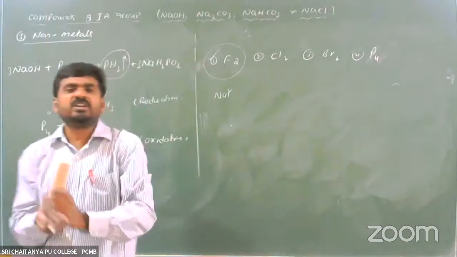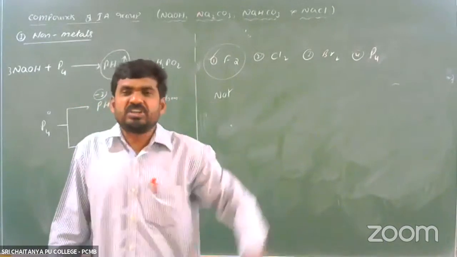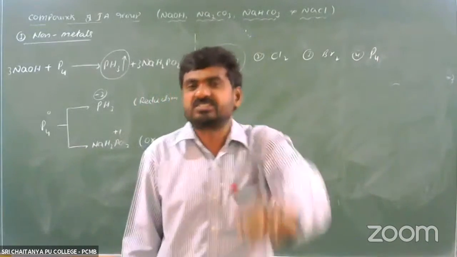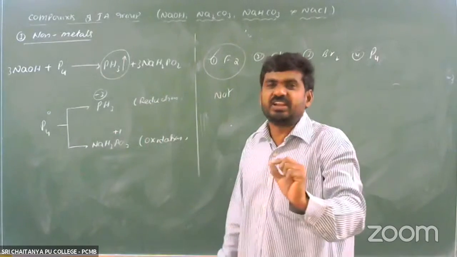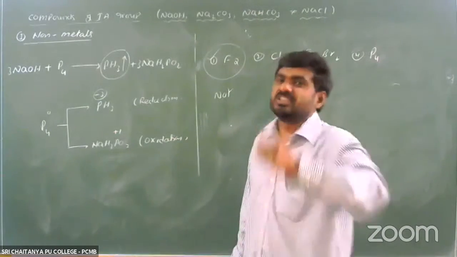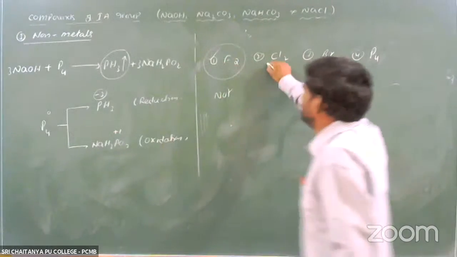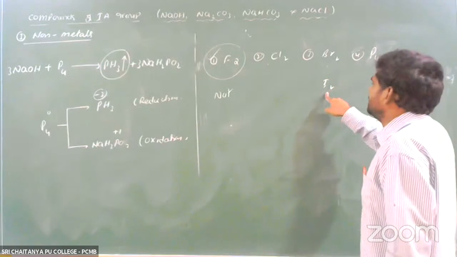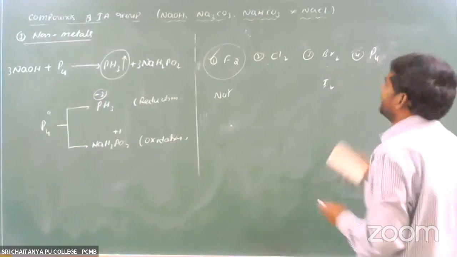So why fluorine? Fluorine does not undergo disproportionation. To undergo disproportionation, any element must exhibit a minimum of how many oxidation states? 3 oxidation states. But for fluorine, only 2 states are possible: 0 in the molecular state, and in compounds or in ionic state only -1 is possible. Hence, fluorine does not undergo disproportionation. But chlorine, bromine, iodine and phosphorus undergo disproportionation with sodium hydroxide.